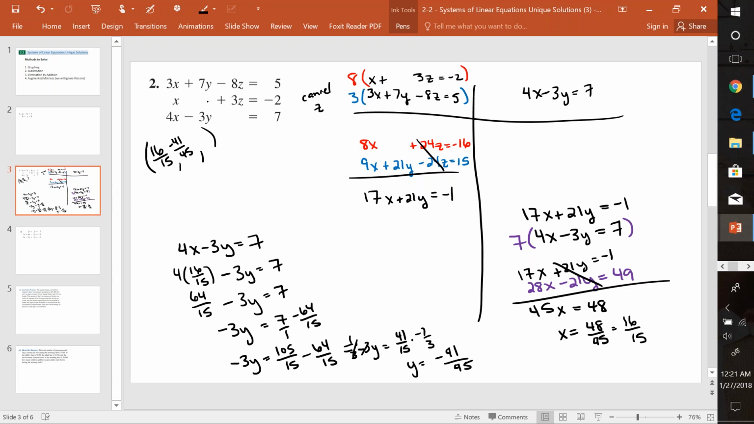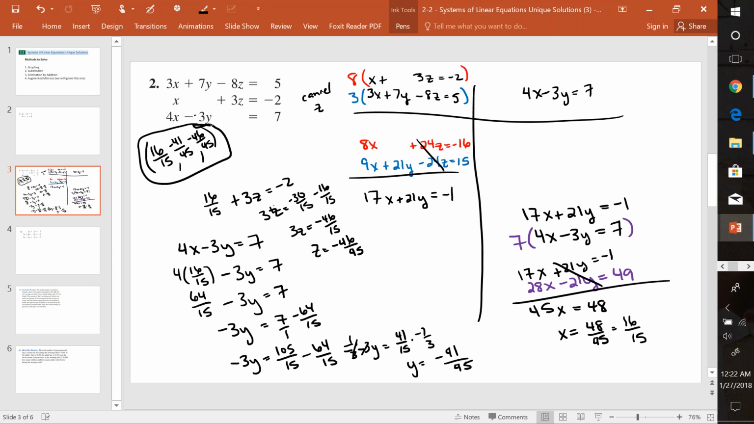And I need to find z. It might be easier to plug x into that x plus 3z equals negative 2. So x is 16 over 15 plus 3z equals negative 2. That would be 3z equals, I'm going to go ahead and make this a common denominator. That would be negative 30 over 15 minus 16 over 15, or negative 46 over 15, and we multiply both sides by 1/3. So that's negative 46 over 45. So notice they don't always have to come out to nice answers, but you definitely can still find x, y, and z if there is a solution to be found.